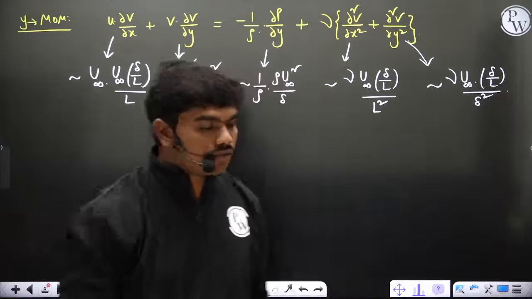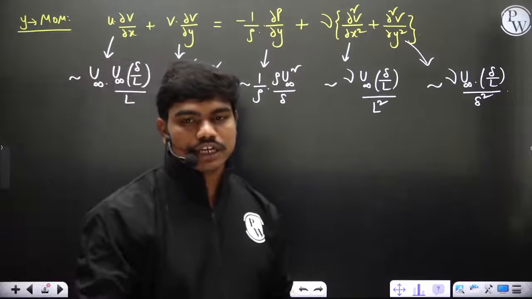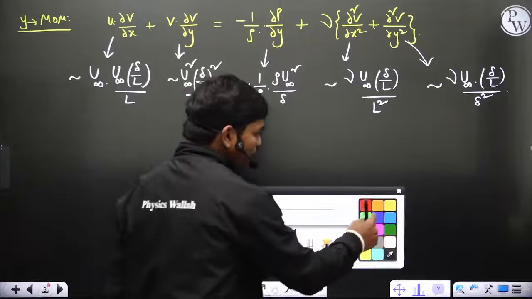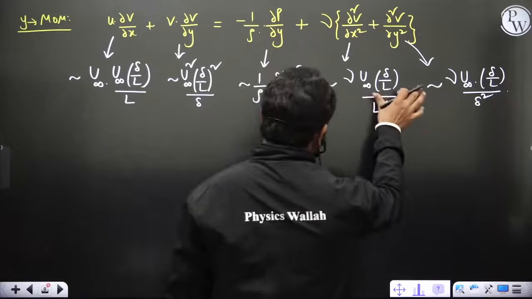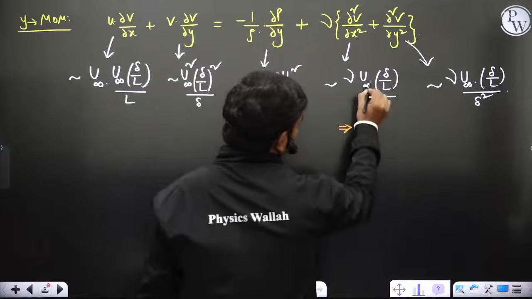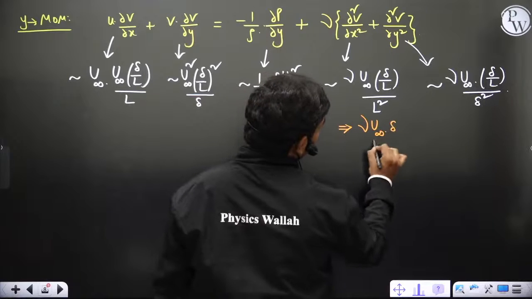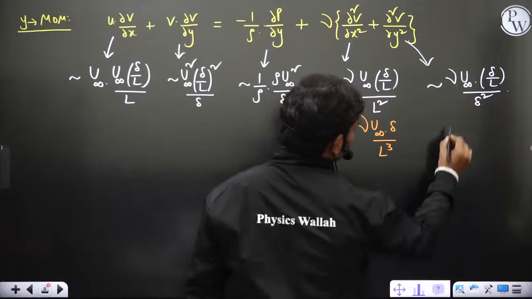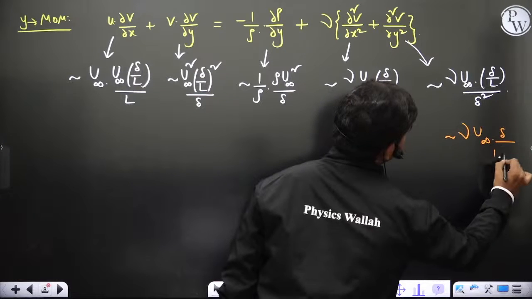Yes? Now let's try to understand. If you compare the magnitudes of different terms, you can understand one thing. If you compare these two terms, then clearly you can understand one thing. This term is of magnitude mu u infinity delta by L cube. This term will be of order nu u infinity delta by L into delta square.